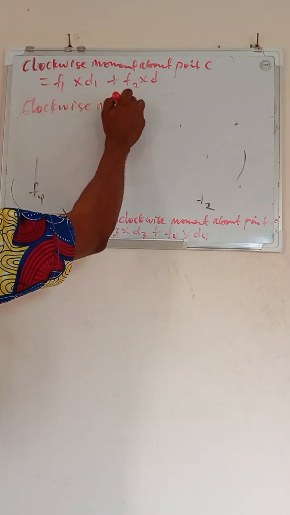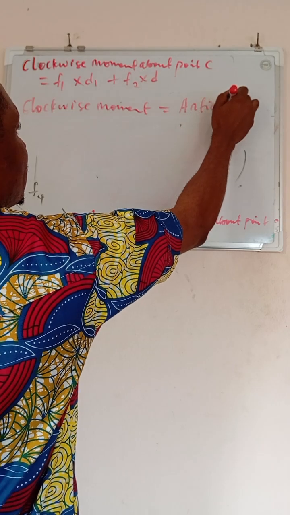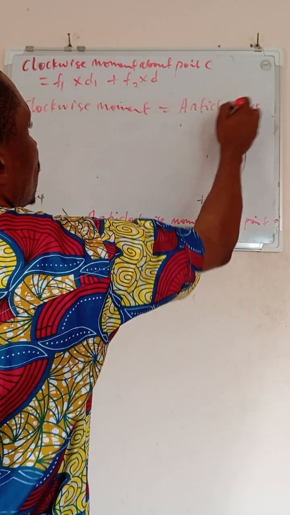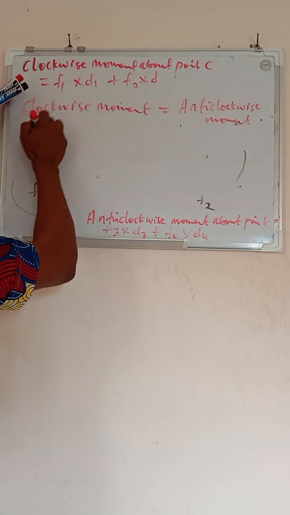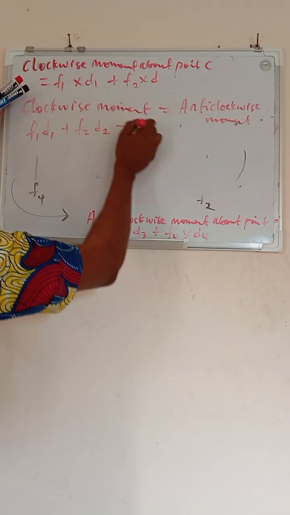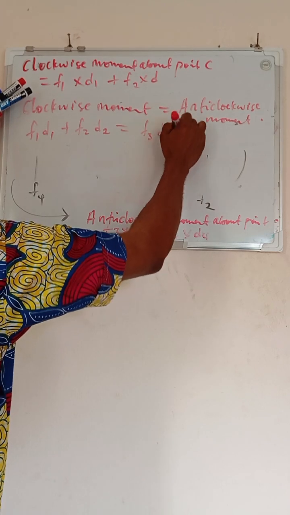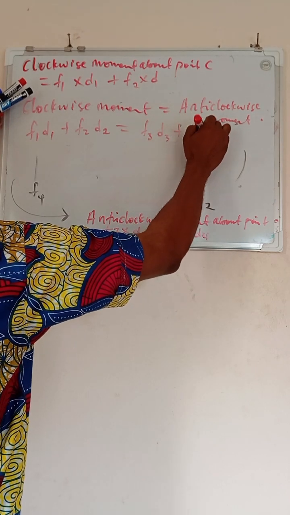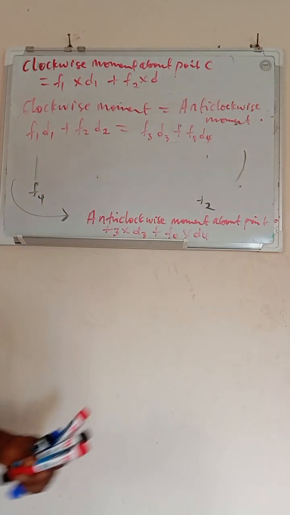Clockwise moment equals anti-clockwise moment. That is F1 D1 plus F2 D2 equals F3 D3 plus F4 D4. So we use this to solve.